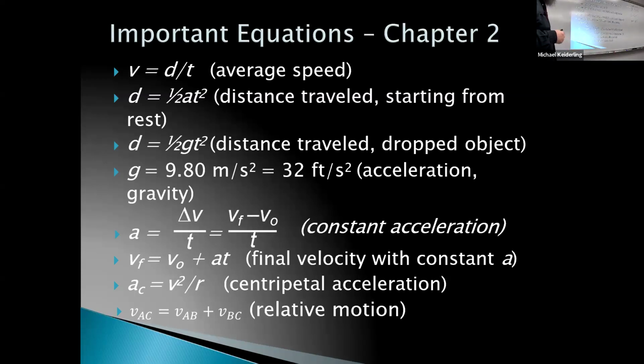If you have an object that's starting at rest with constant acceleration, the distance it travels is 1/2 acceleration times time squared. The relevant version is for a dropped object. The distance traveled by a dropped object is 1/2 g t squared. G, the acceleration due to gravity, is 9.8 meters per second squared, or 32 feet per second squared.